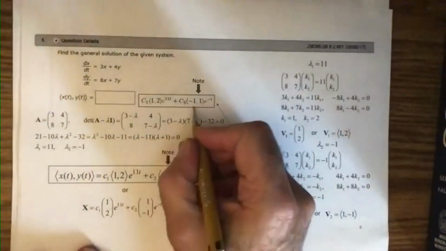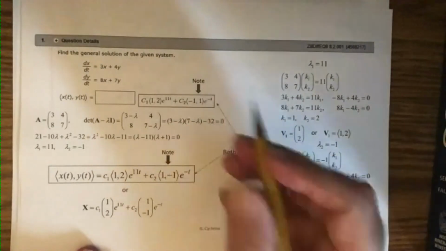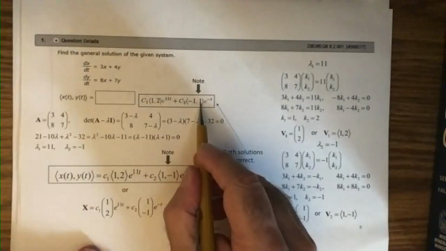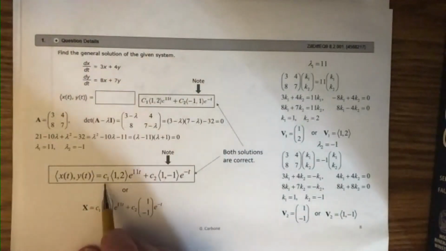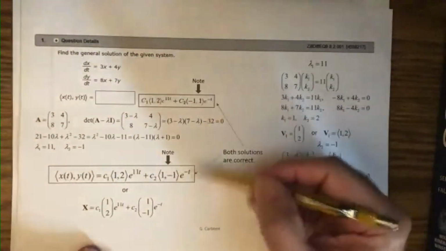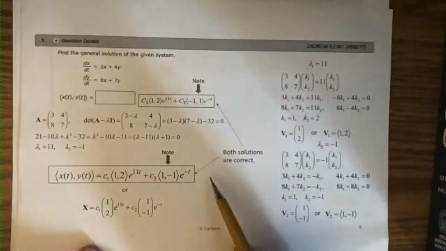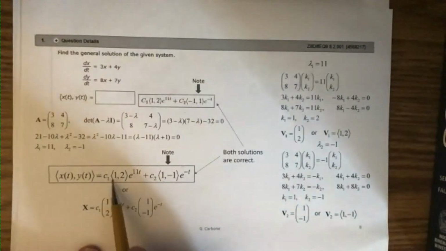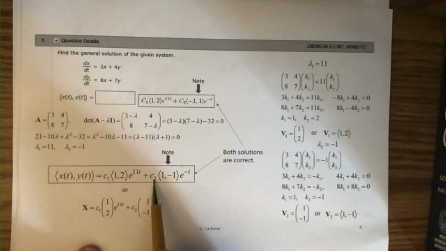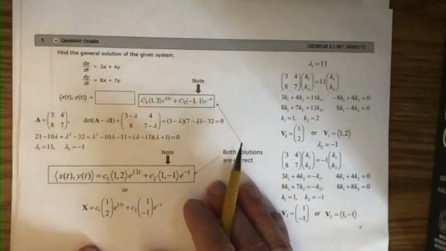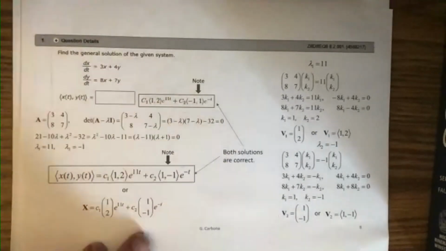So here's the WebAssign solution, and this is the solution I came up with. Notice that here we got the minus 1 and the 1, and here's the 1 and the minus 1. But don't forget, the reason why both of these are correct, and WebAssign will accept either answer, is that we got the constants C1 and C2, and these constants will be determined by the initial conditions. Now, I'm not giving you a problem where we have to do the initial conditions. Maybe I should have done that.